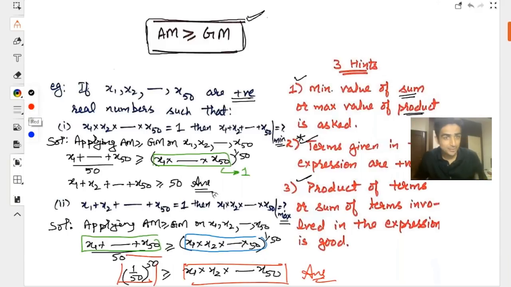So guys, by these two examples, what I'm expecting is you must have understood two important points about AM/GM. Number one, how to identify that this question will be done by AM/GM. These 3 hints, that's all. Second, when sum is asked, they will always ask minimum value. When product is asked, they will always ask maximum value. That's all.